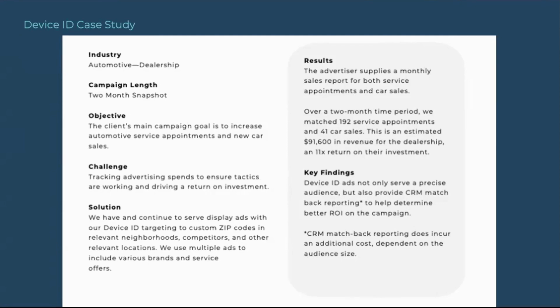And some of the key findings were that the device ID ads not only served a precise audience, but also provided a CRM match with the back reporting to help determine a better ROI on the campaign. And that CRM match is another one that we could talk about, if it applies to your business. But really the takeaway with that is how powerful this tactic is when applied properly. And also how important it is to us that you're getting a strong return on your investment and that the reporting is there and that we're able to have these strategic conversations with you about where your ad's going and how effective things are.